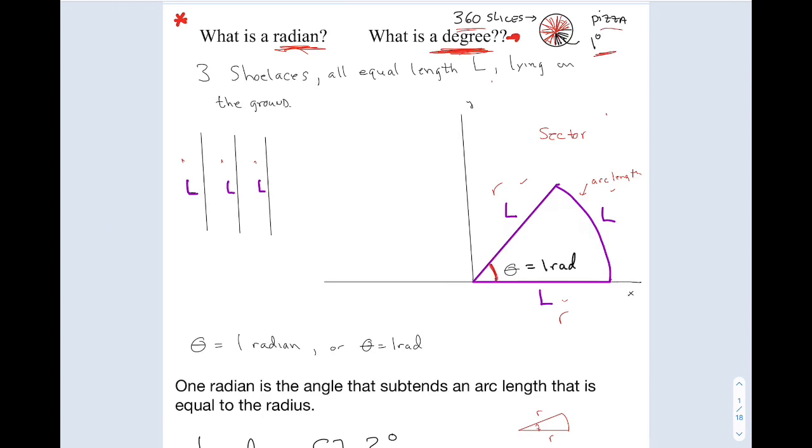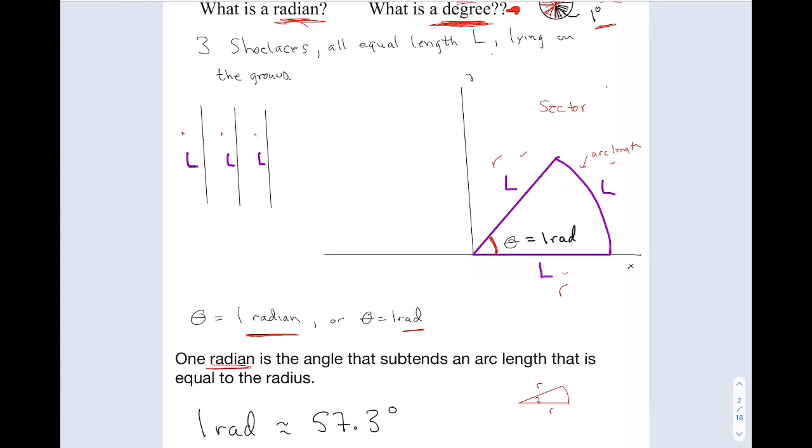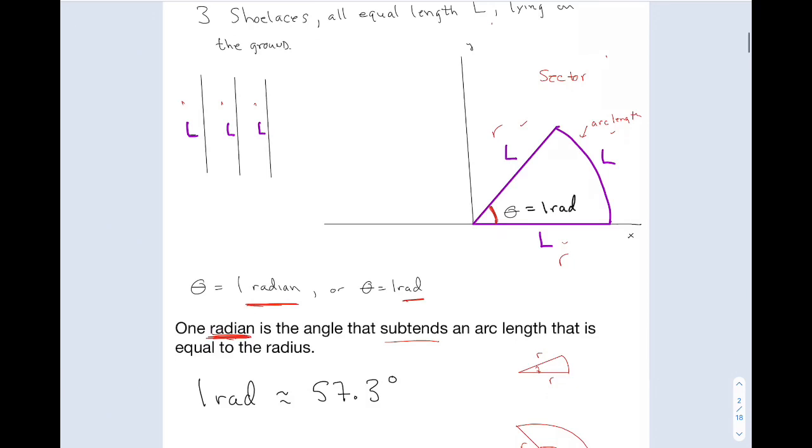This angle here, that angle theta, that's defined to be 1 radian. You can abbreviate a radian as 1 rad. So the definition of a radian: 1 radian is the angle that subtends an arc length that's equal to the radius.